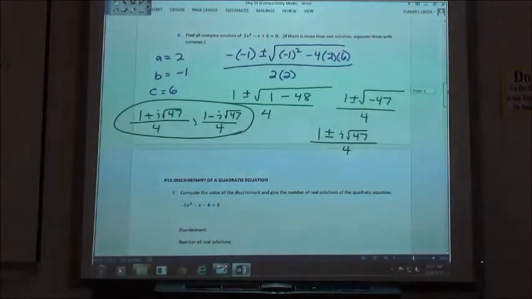So you'll have ones that tell you use the quadratic formula straight out, some that say find the complex solutions, which still means use the quadratic formula, but sometimes you end up with that imaginary number in there.